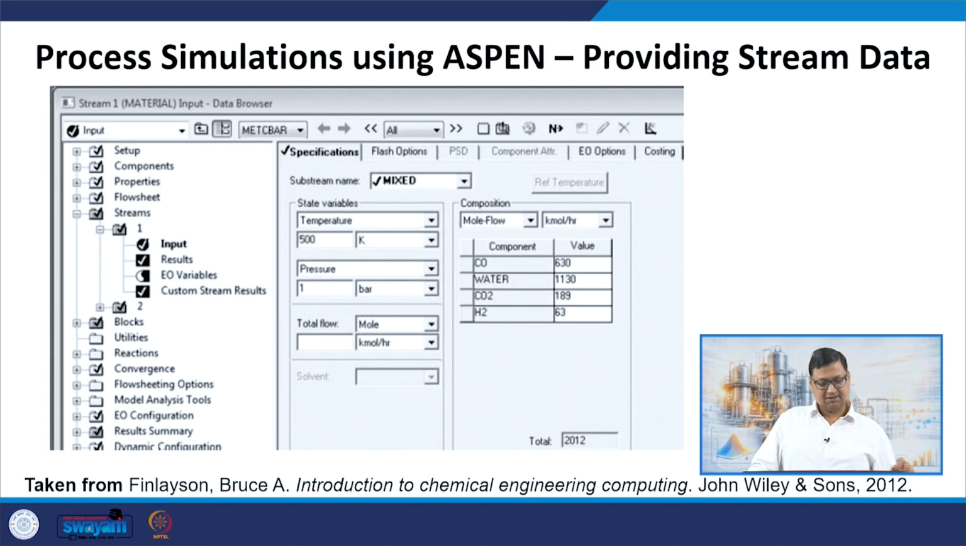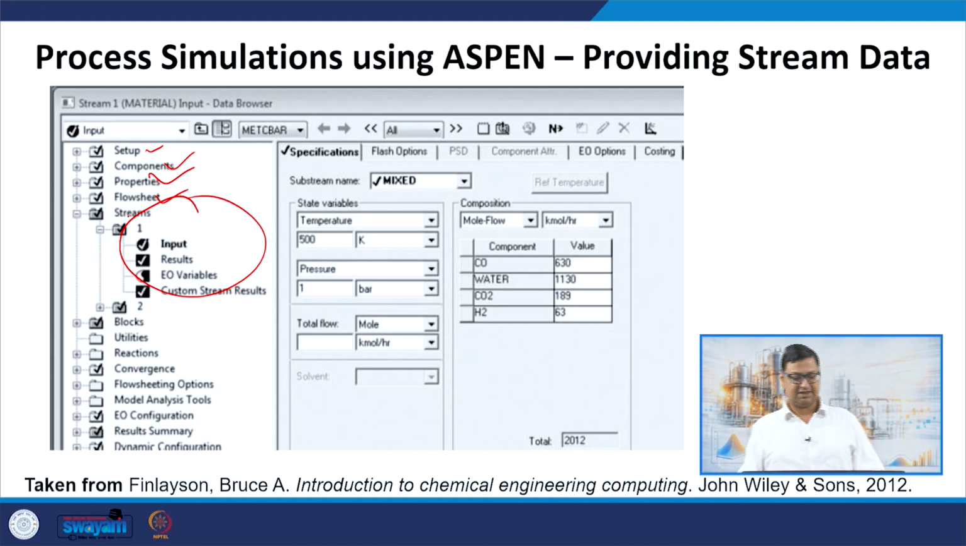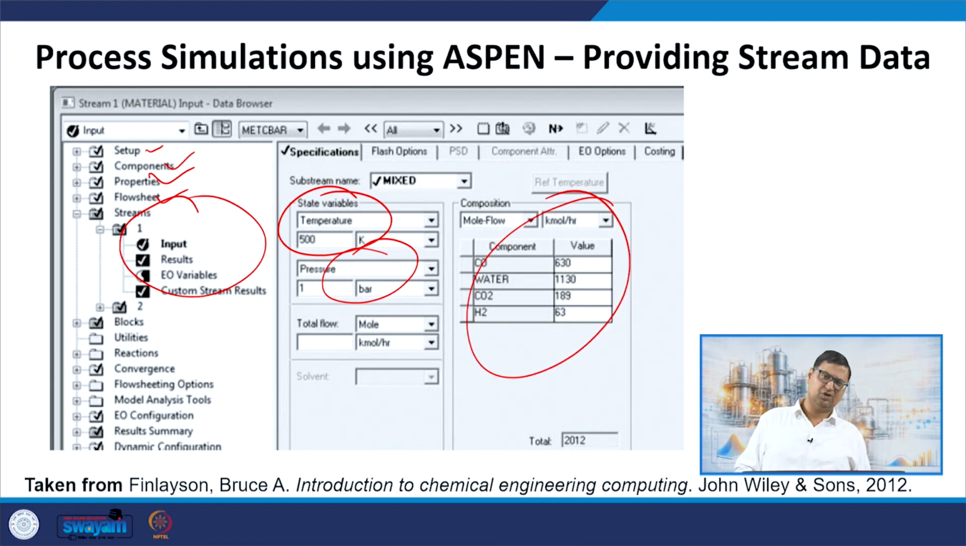Okay, next we have to go ahead and do the stream data, right? You see on the left here things are listed, what all things are required. So we require components, we require properties, and then we draw a flow sheet, and now we are at streams. For the streams, of course, they will have some name, but more importantly, we have to specify its temperature, its pressure, and in this case, there are 4 components, so the molar flow rate of all the 4 components.